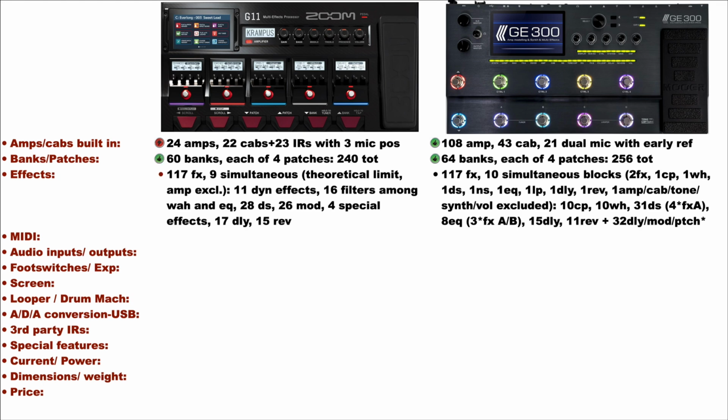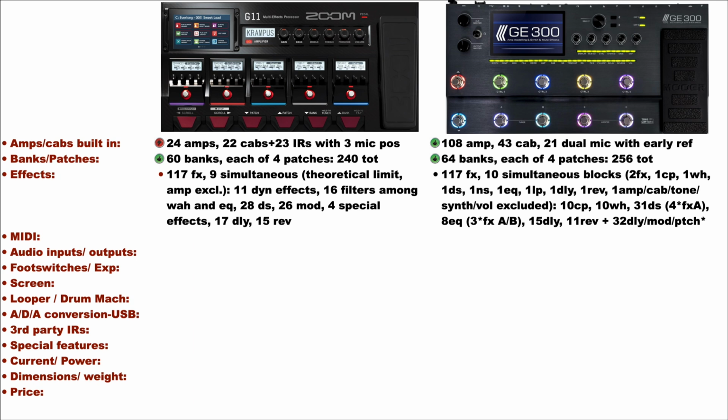As regards effects, the G11 has 117 effects and allows us to combine up to 9 of them, excluding the amp block. However, we must select effects that do not cause the processor to exceed obviously 100%. So, the 9 effects is a theoretical limit that depends on how much power each effect and the amp is requiring. The effects types available are 11 dynamics, 16 filters among wah and EQ, 28 drives, 26 modulations, 4 special effects, 17 delays and 15 reverbs.